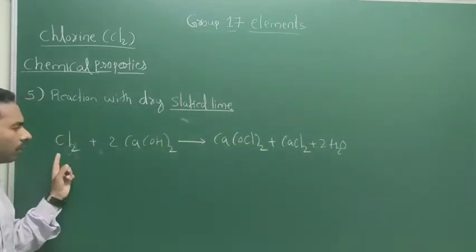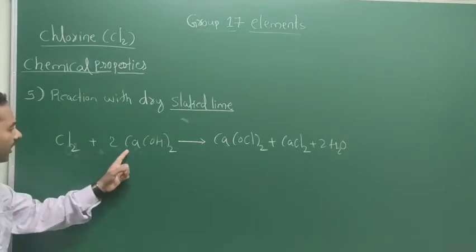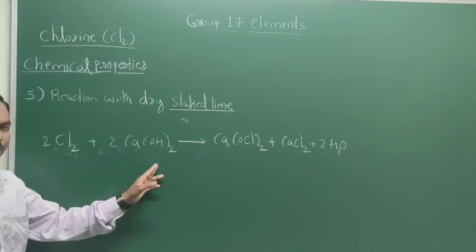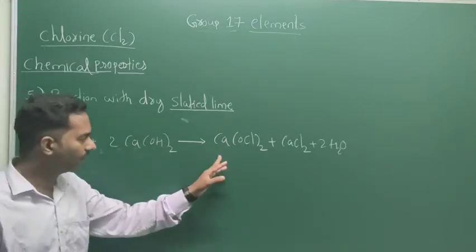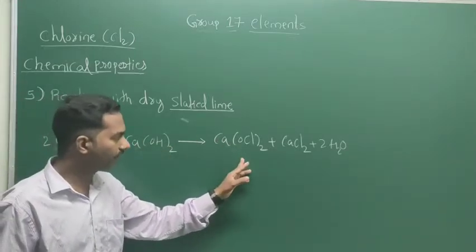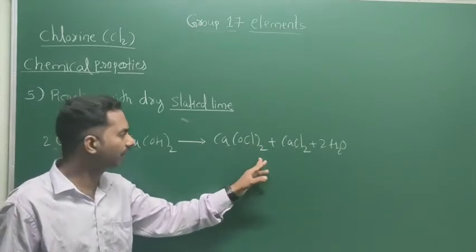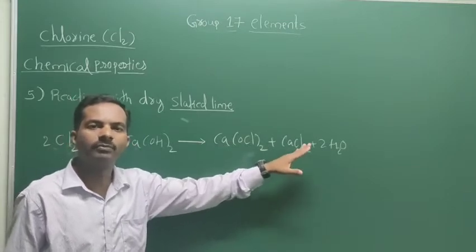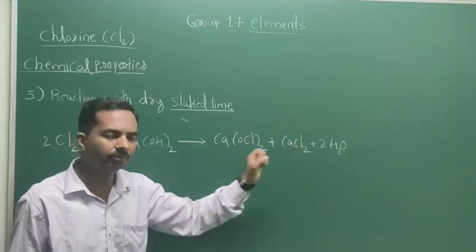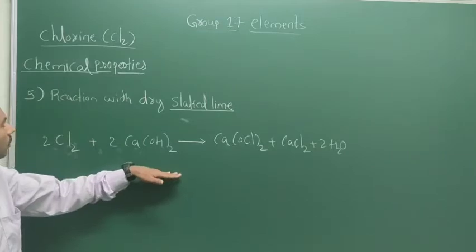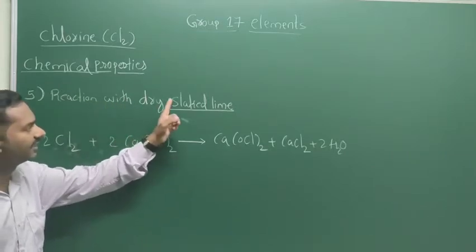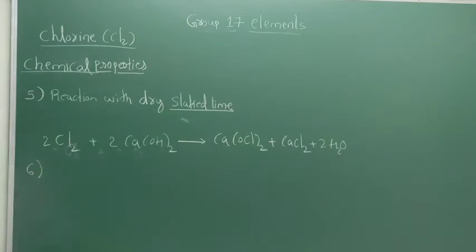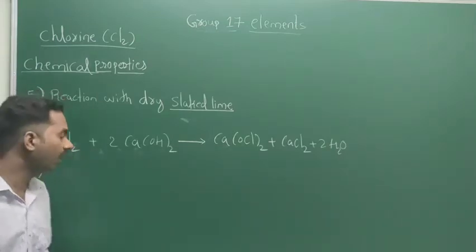So here chlorine reacts with calcium hydroxide to form calcium oxychloride along with calcium chloride. So this is about the reaction with dry slaked lime. So next one, sixth one, reaction with hydrocarbon.